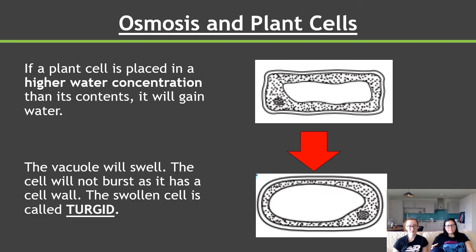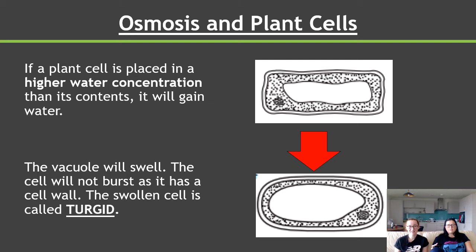Okay, so osmosis in plant cells, similar idea, different words, and the reason for this is they have that cell wall, and that cell wall is crucial because it prevents the cell from bursting. So we're going to start by looking at what happens if you put a plant cell in higher water concentration than its contents. So again, maybe it's going into an 80% solution where maybe there's only 20% in the cell. There's a higher concentration in the solution that it is in. So in this case, water is going to be moving from higher to lower concentration.